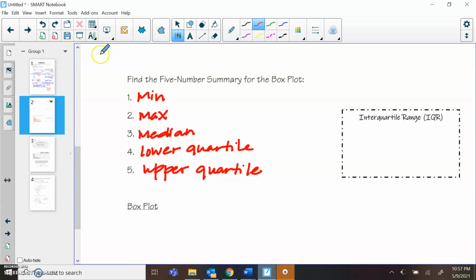So the minimum, I'm going to copy those numbers down again. What were they? They were 0, 5.